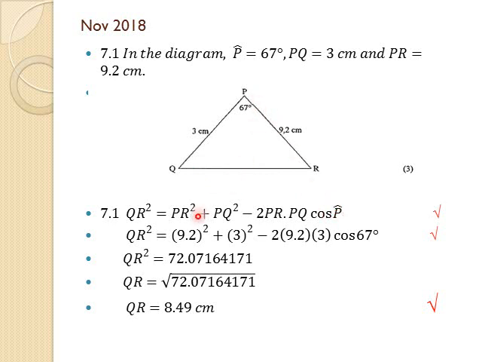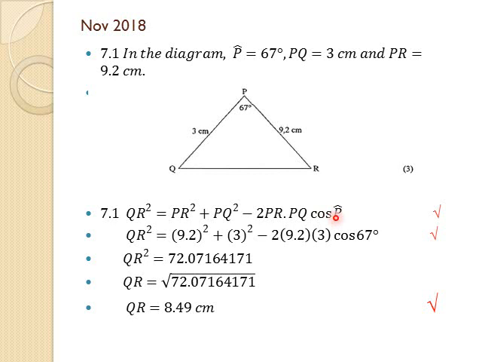Right? PR equals 9,2, PQ equals 3, and the cos of 67 degrees. Put that all in a calculator, you should get 72,07164,171. From there, we find the square root of both sides. So the square root of that gives me QR equals 8,49 centimeters.